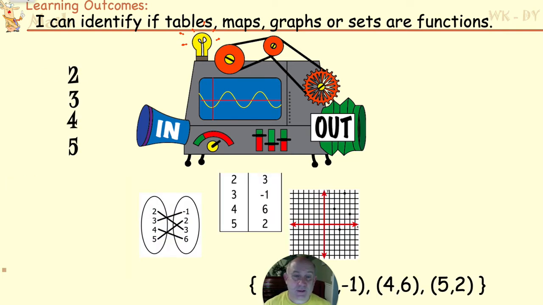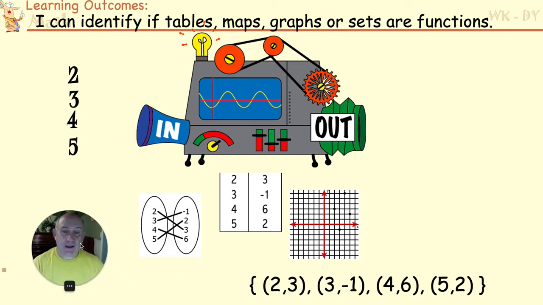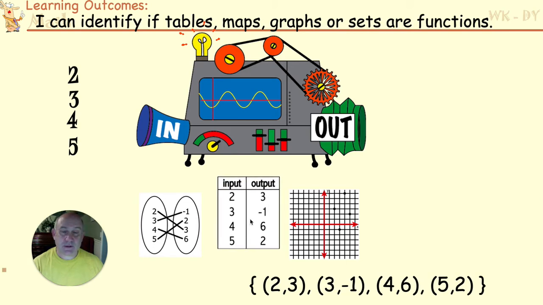Here's the first example. I have several different representations of the same data. I have a map, a table, a graph, and a set. So I want to put this down here. There we go. Okay, so let's try it. If we take the input of 2, then we should get out a 3. And that agrees with all the situations here.